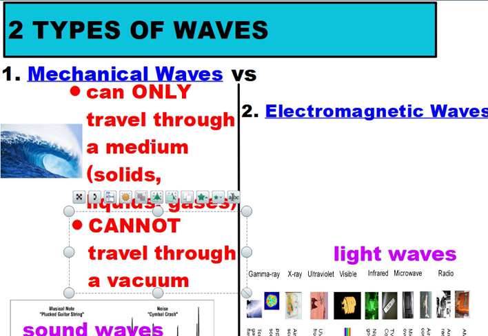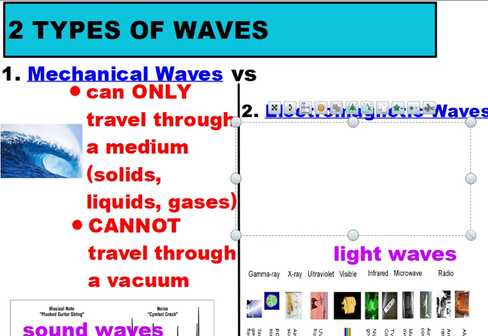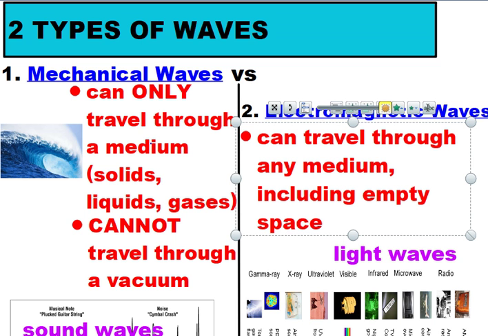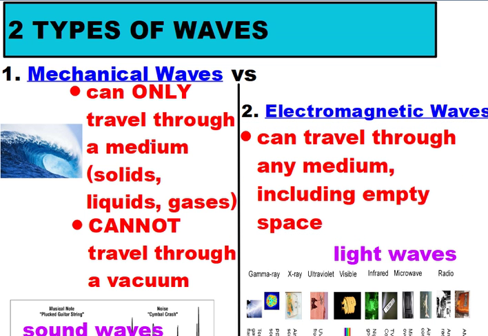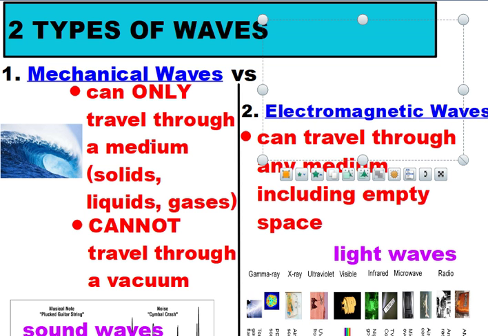On the flip side of things, we have electromagnetic waves, and if it weren't for these, we would be a very cold planet with no light, okay? Because electromagnetic waves can travel through any medium, solids, liquids, or gases, but are more importantly able to travel through that empty space, that vacuum that we are thankful for, because, like I said, we would be very cold.